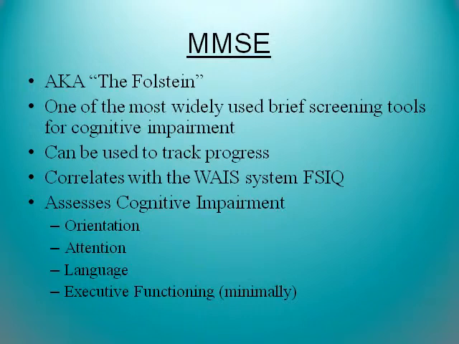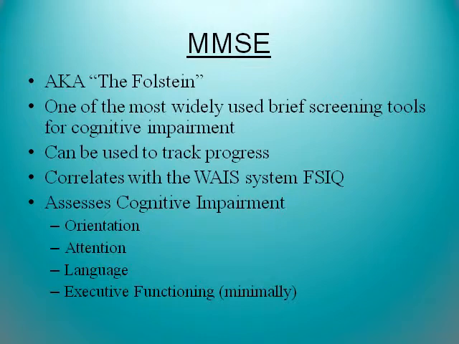So the MMSE, aka the Folstein, is a brief screening tool used for cognitive impairment. It can be used to track progress over time. It correlates well with the WAIS for the full scale IQ, in the same way that the QUIC does, assessing cognitive impairment in these different domains. But mind you, this is just a screening device. It's good for screening. It's not good for diagnosing. It's good for looking at overt impairments in these areas of functioning, so you can follow up with different tests later.